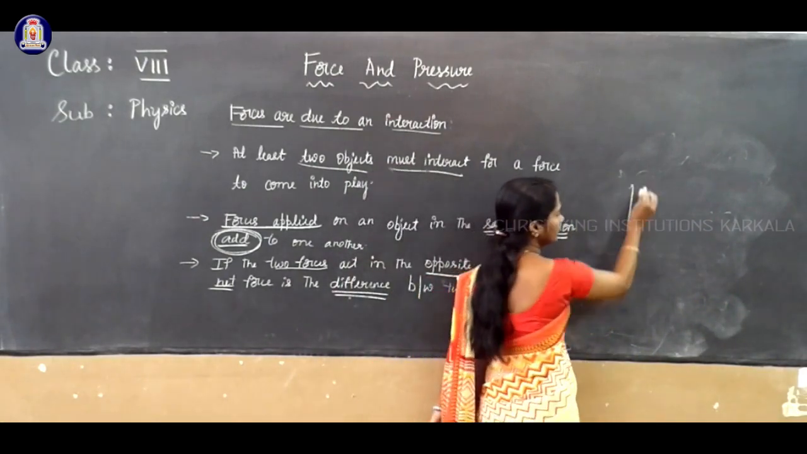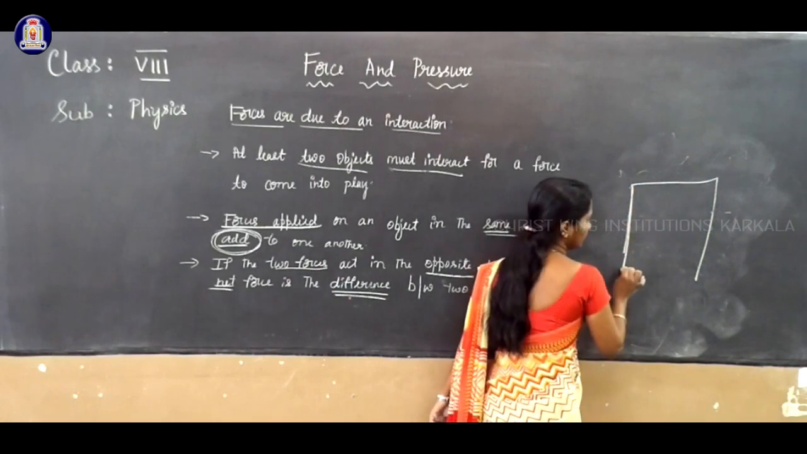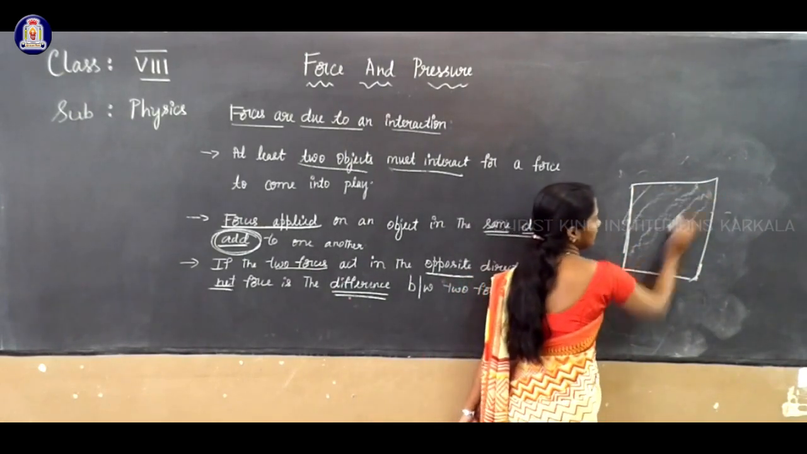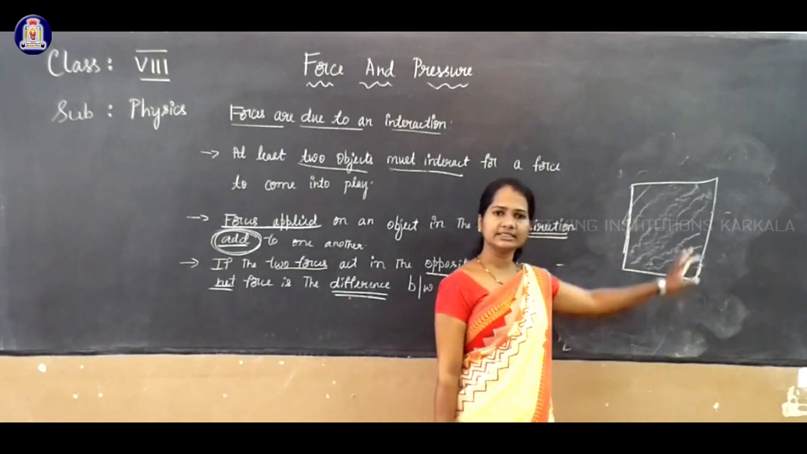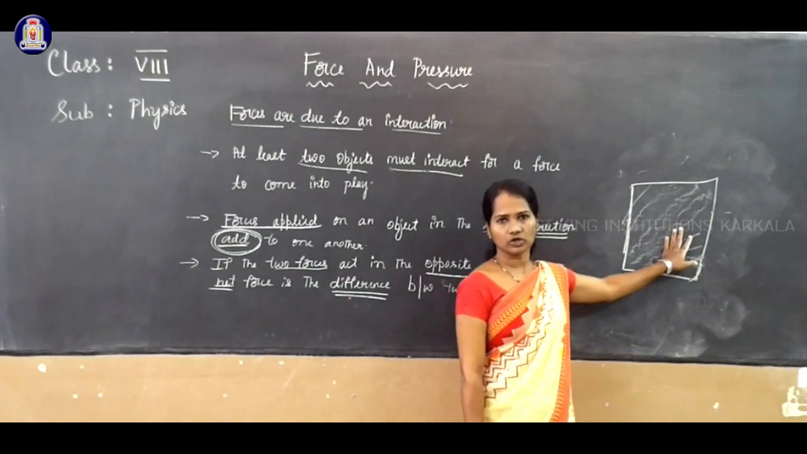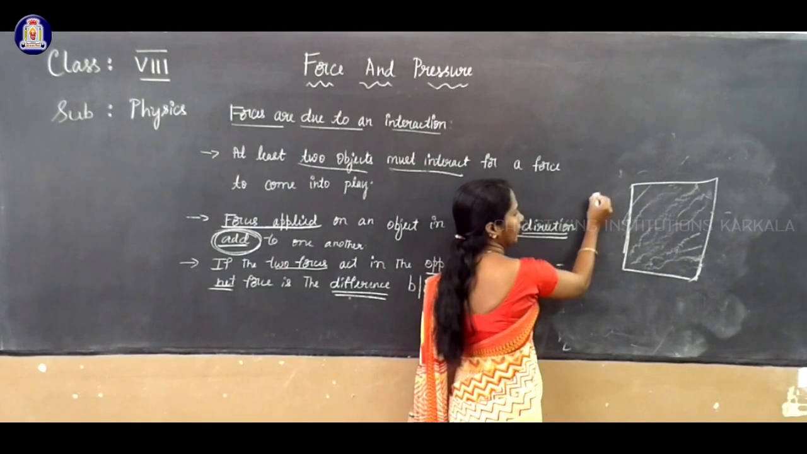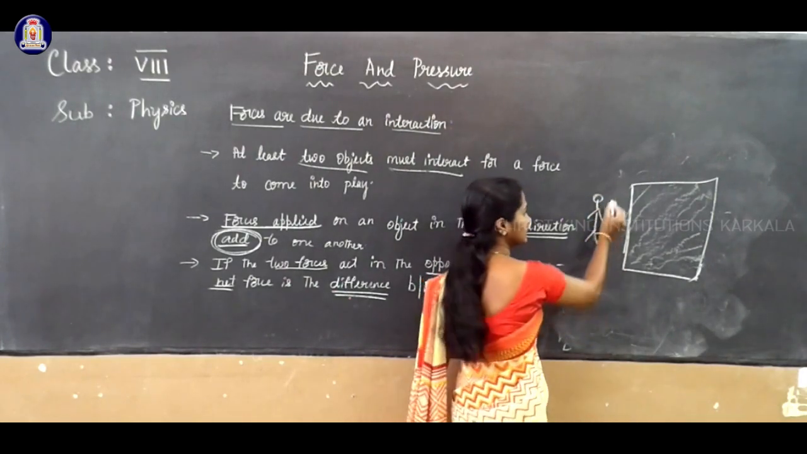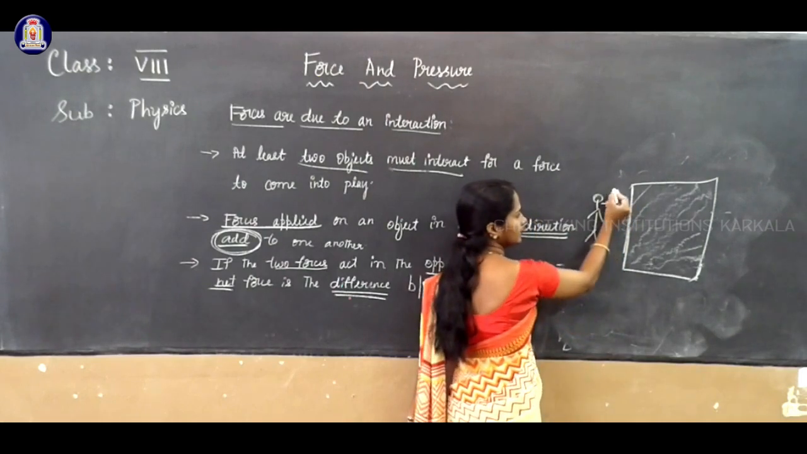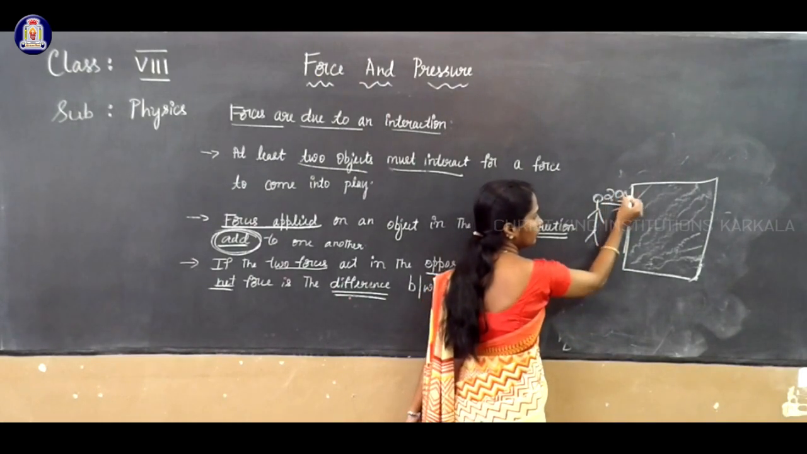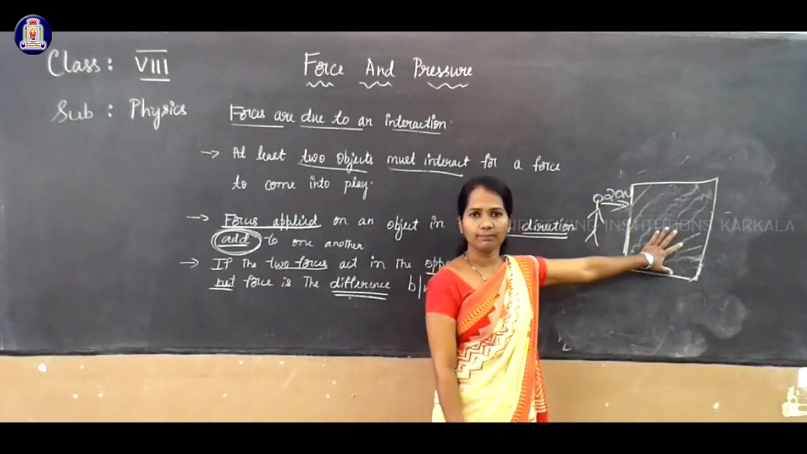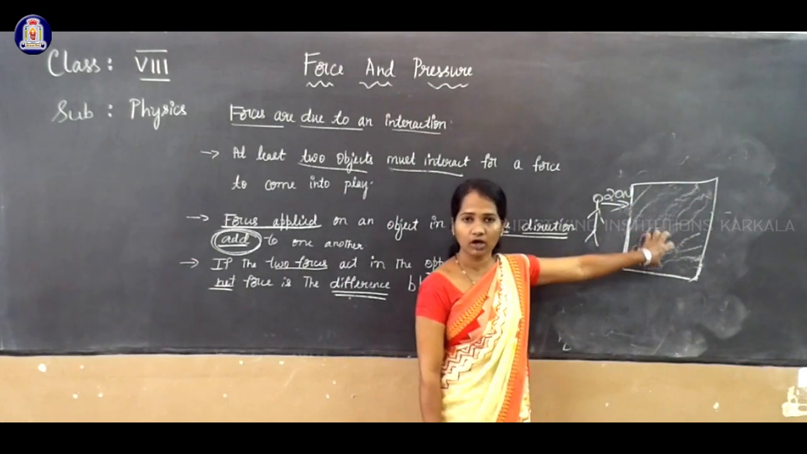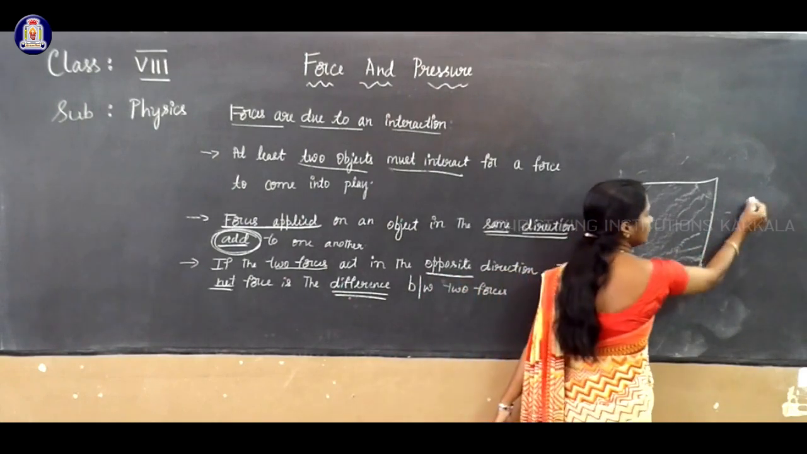Consider there is a big rock. A person A applies about 20 Newton of force on this big rock, and there is one more person here.